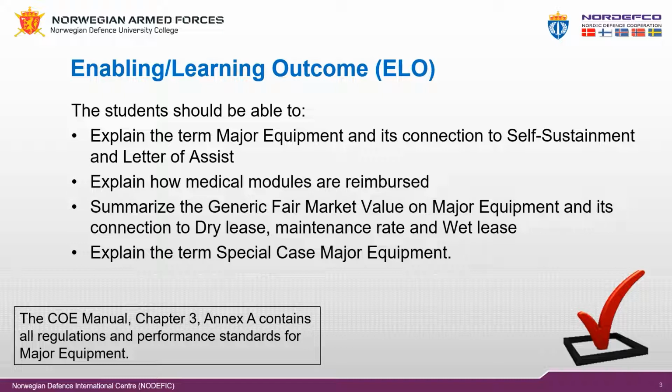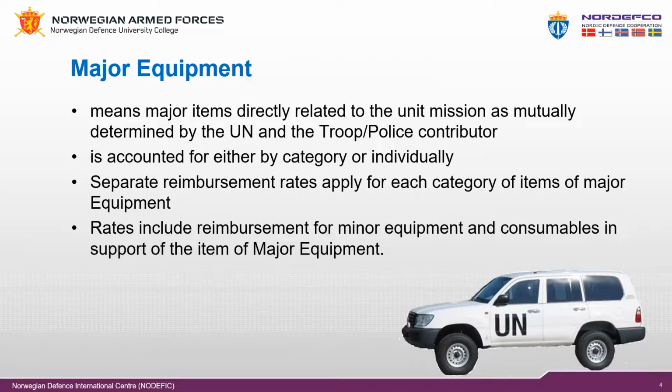The CE Manual, Chapter 3, Annex A, contains all regulations and performance standards for major equipment provided under wet lease or dry lease. The CE Manual defines major equipment as major items directly related to the unit's mission as mutually determined by the United Nations and the troop or police contributor.